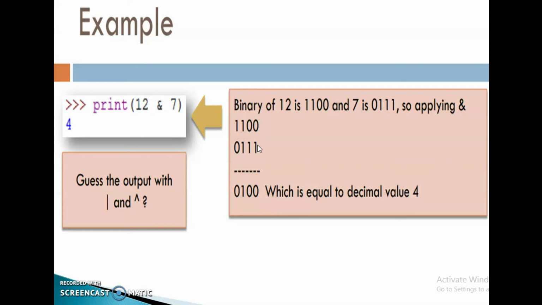If the two inputs are 1, then only we will get the output as 1. Here 1 0 and 1 1, so the output is 0. Then 0 1, again 0. Here 1 1, two inputs are 1, we will get the answer as 1. Then 1 0 0, which is equal to decimal value 4. Then we will get the output as 4.